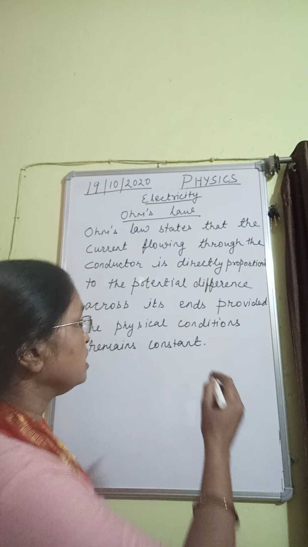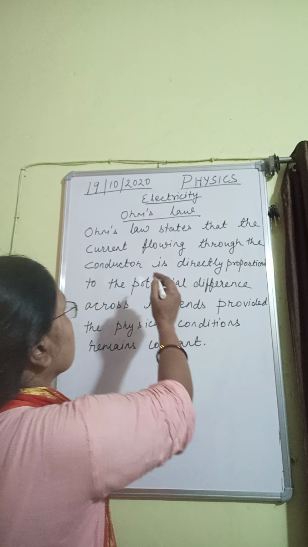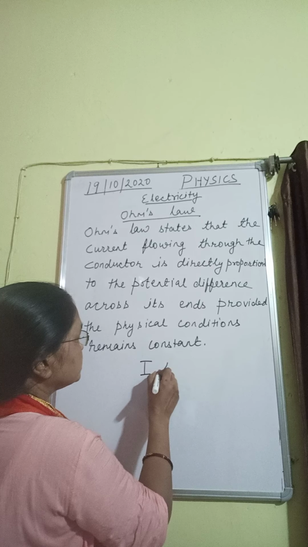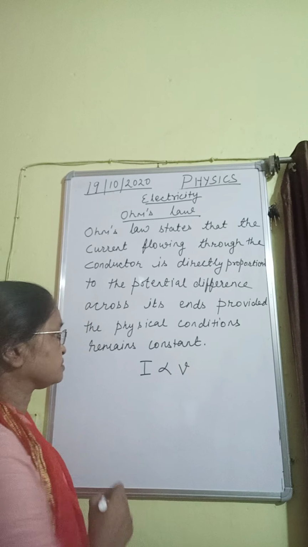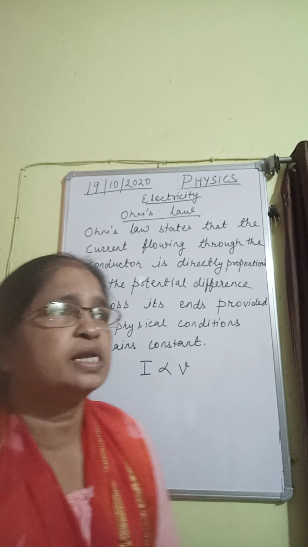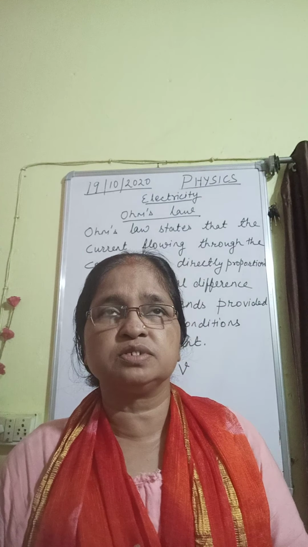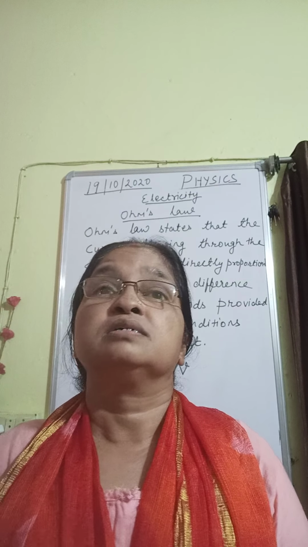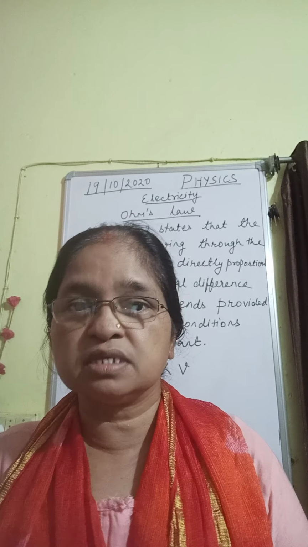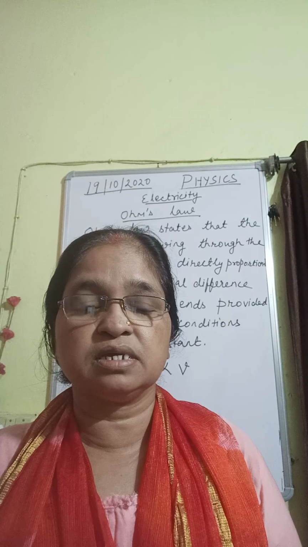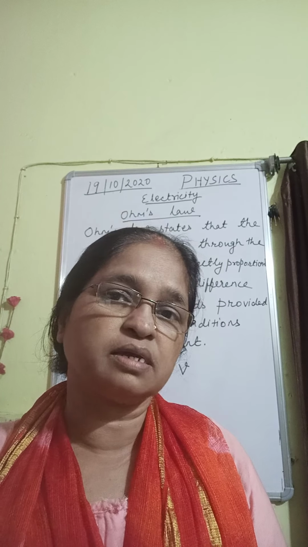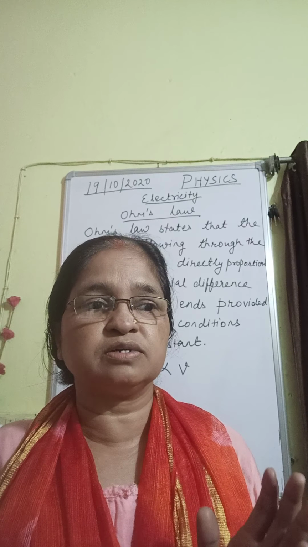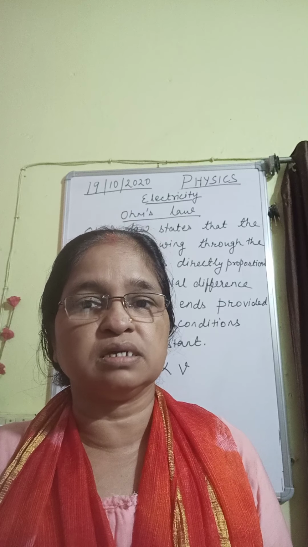So, see here, current is directly proportional to potential difference. In our daily life we have also observed that whenever the brightness of the light increases or the fan starts running faster, we say that potential difference increases, meaning voltage increases. So we feel that by seeing the effect of current, voltage increases.